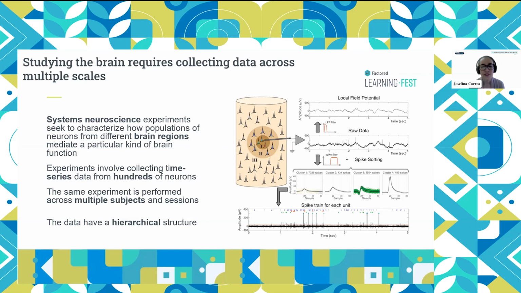The data are very complex because this is typically collected at 1000 hertz, which is a very high sampling rate. And we have to collect these data from hundreds to thousands of neurons over sometimes seconds to minutes to hours, across multiple sessions and subjects. So you can start to see that there's this hierarchical structure in the data.